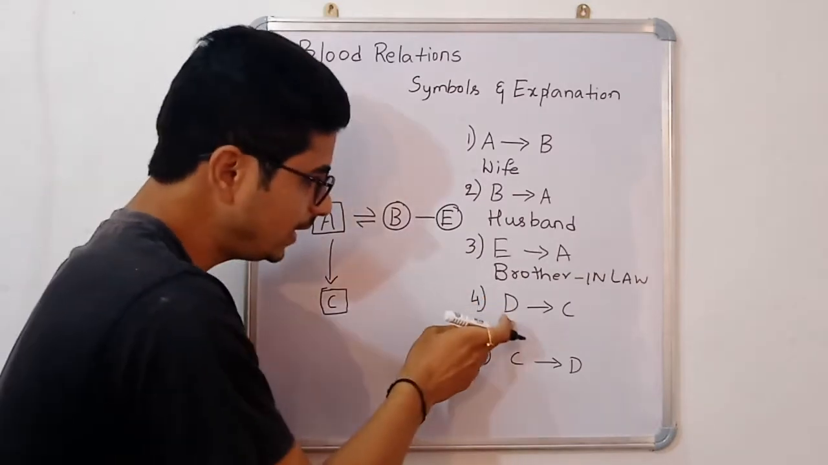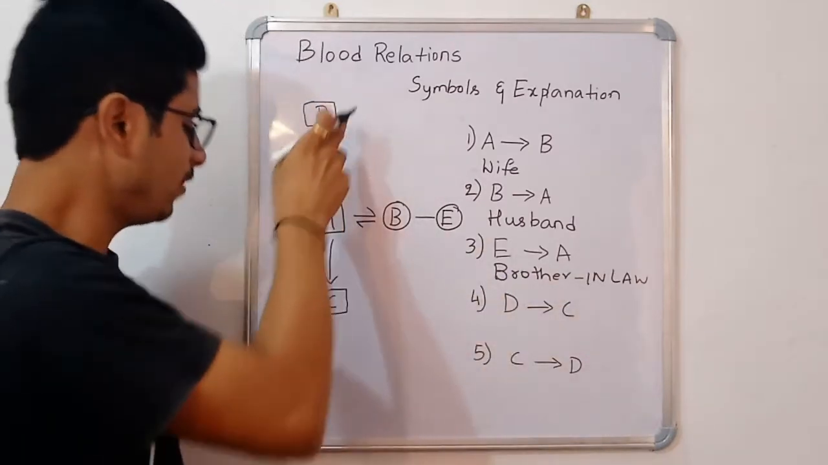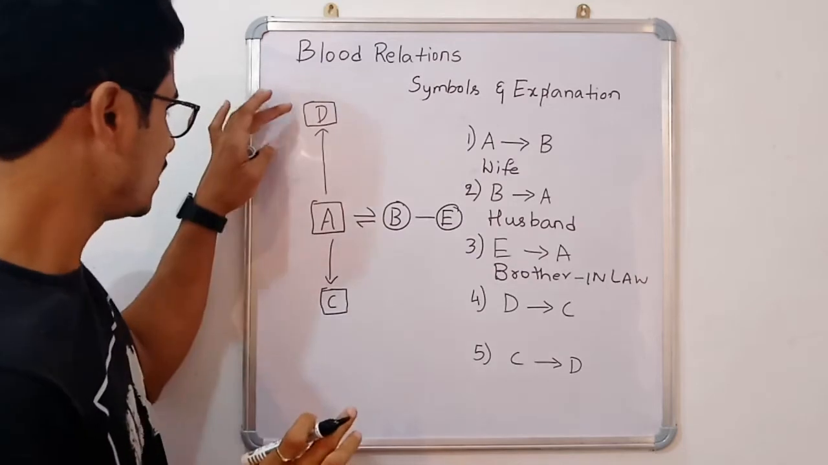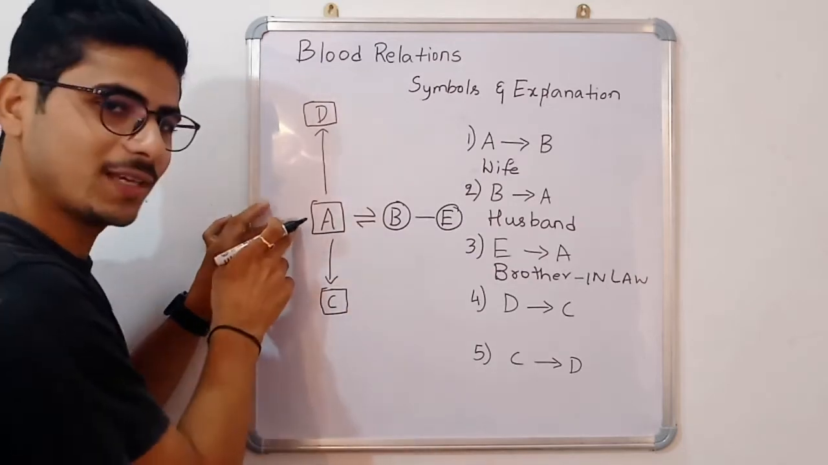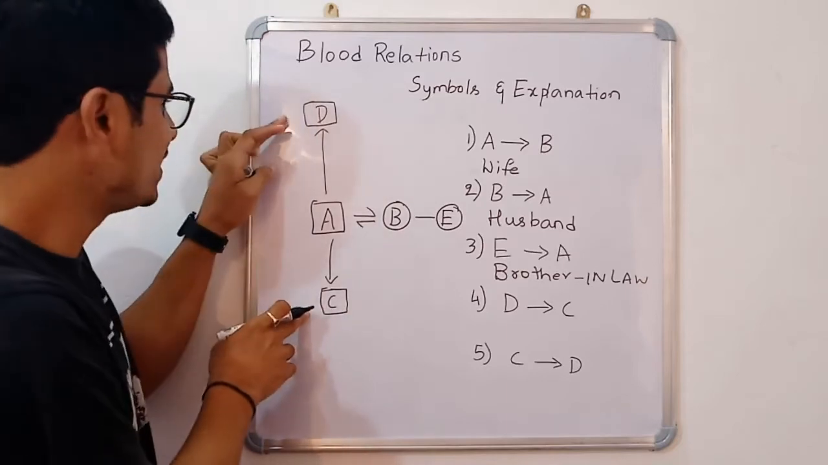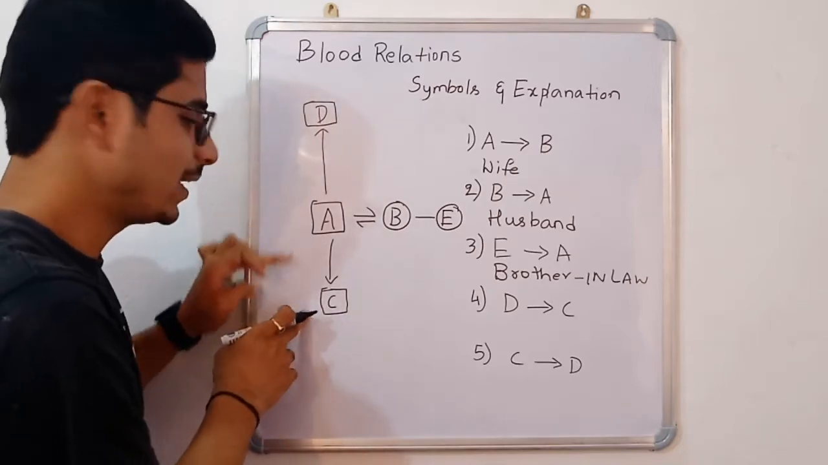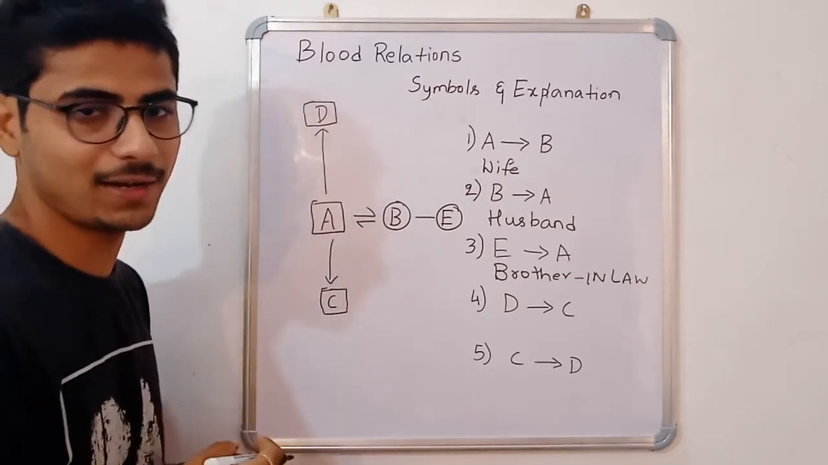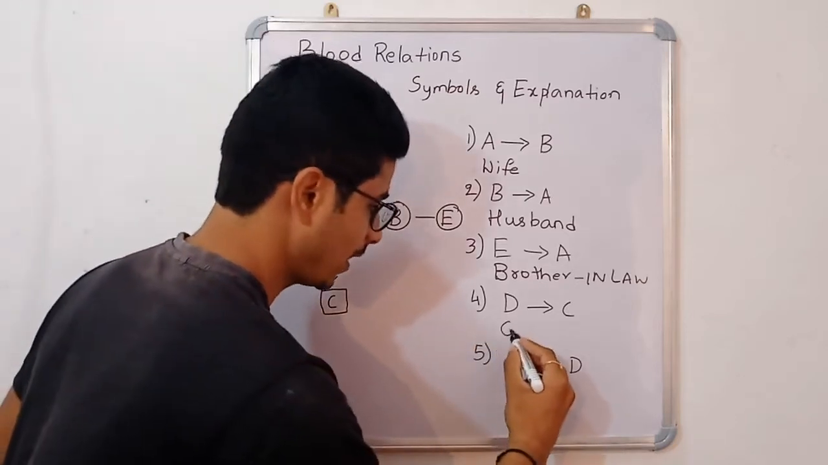Next, D to C. From D we need to see to C, right? So this D has a son who is A. This A has a son who is C, right? So this D needs to call his son's son a grandson, right? Okay, so the answer is grandson.